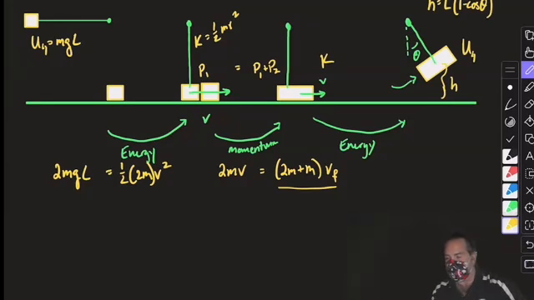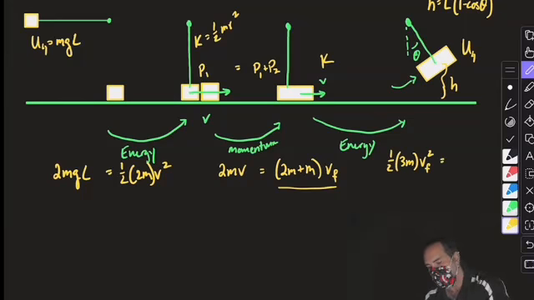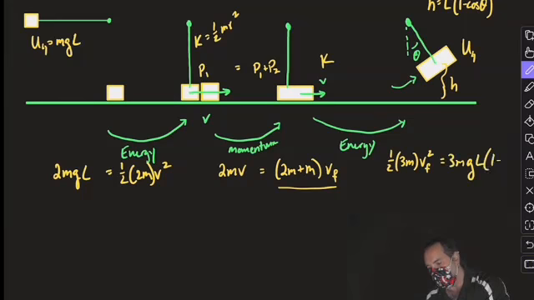I'm going to have to use all of these things here. I'm thinking over here, it's going to be 1/2 times 3m v final squared equals 3m g L times 1 minus cosine theta.